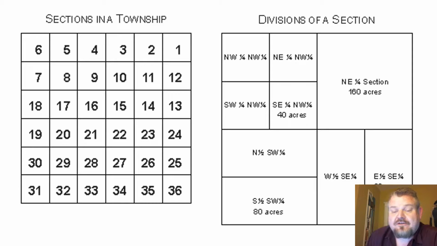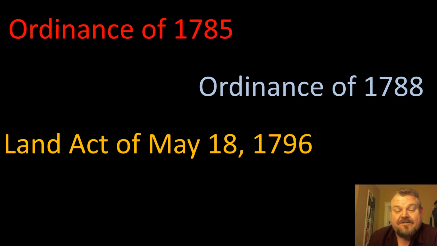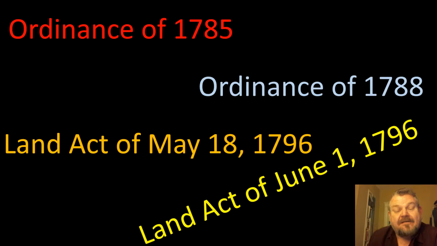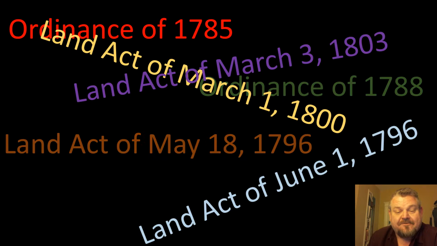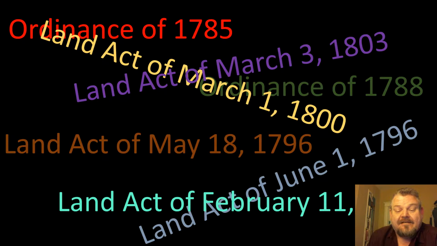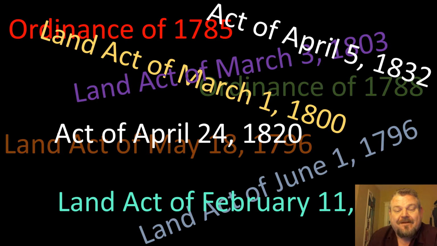And to understand those, you have to have an understanding of the Ordinance of 1785, Ordinance of 1788, Land Act of May 18, 1796, Land Act of June 1st, 1796, the Land Act of March 1st, 1800, Land Act of March 3rd, 1803, the Land Act of February 11th, 1805, the Act of April 24th, 1820, and the Act of April 5th, 1832.